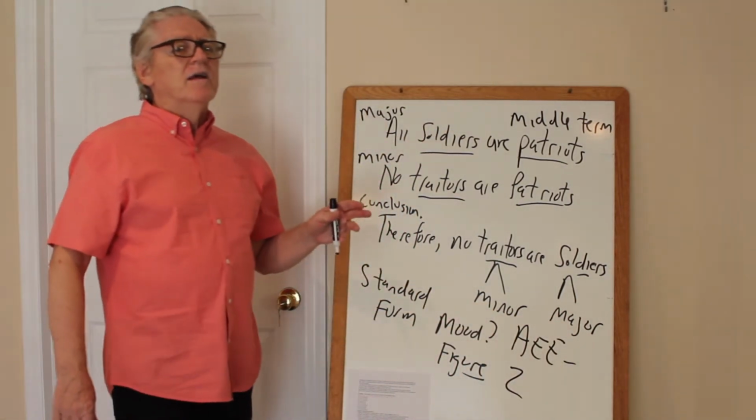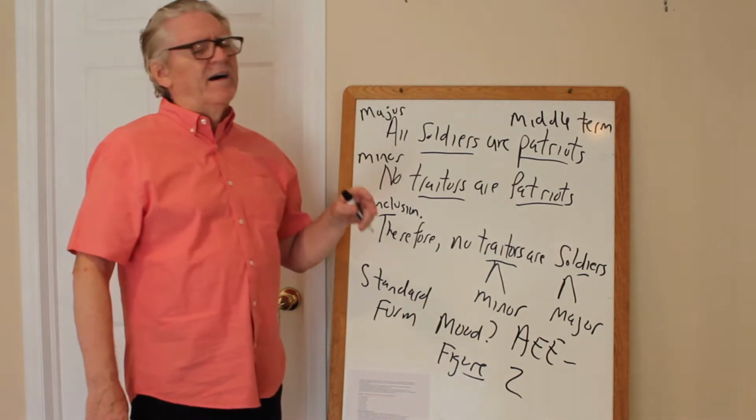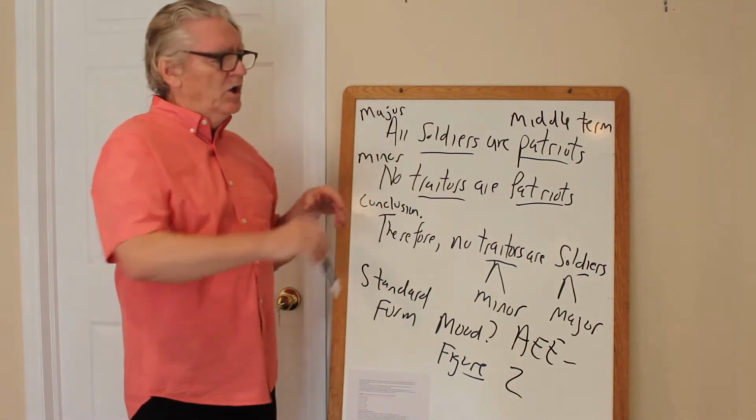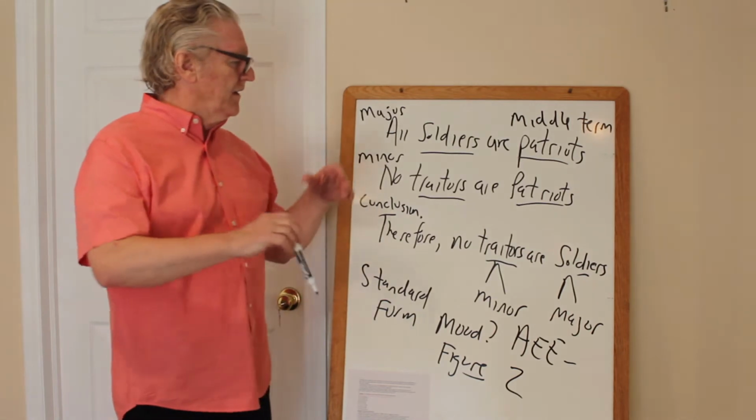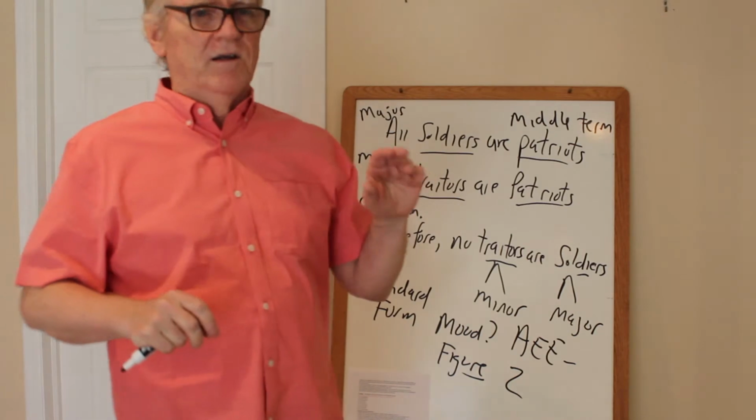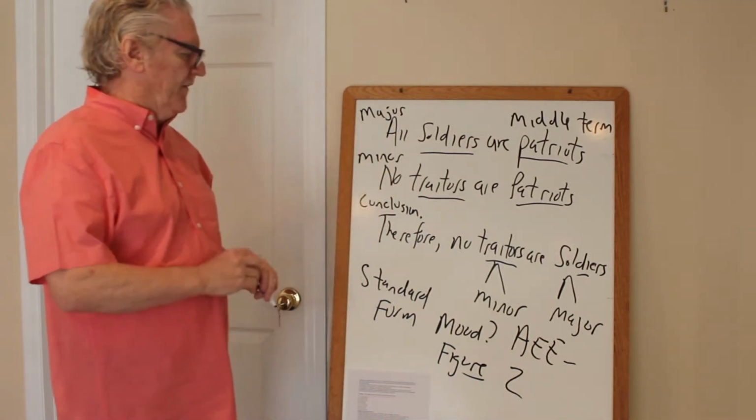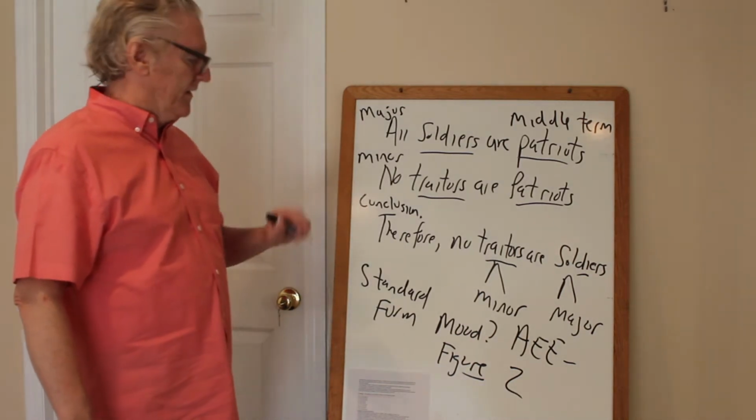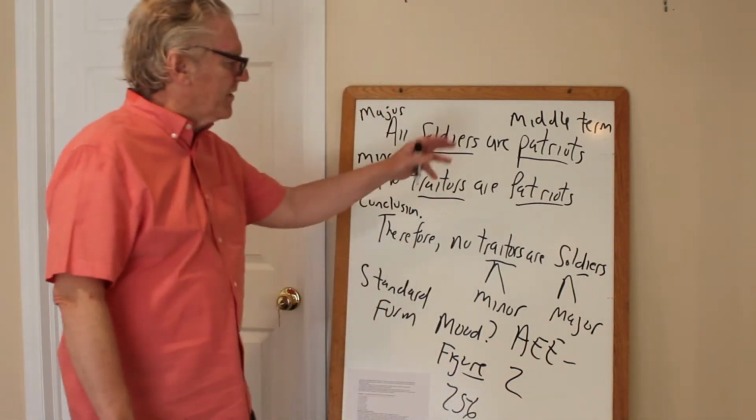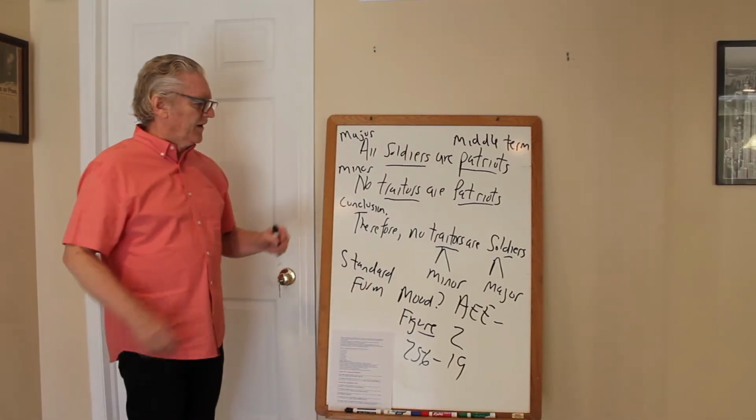If you look at the list of syllogisms that are always valid, there are 19, and AEE figure 2 is one of them, no matter what the terms were, whether you were talking about soldiers, patriots, traitors, or mud. It would always be a valid categorical syllogism in that order. There are something like Aristotle's 256 combinations of mood and figure, and only 19 are valid all the time, so it's less than 10%.